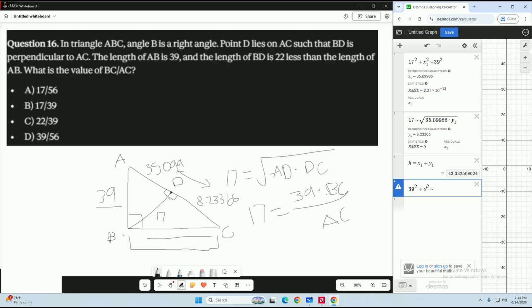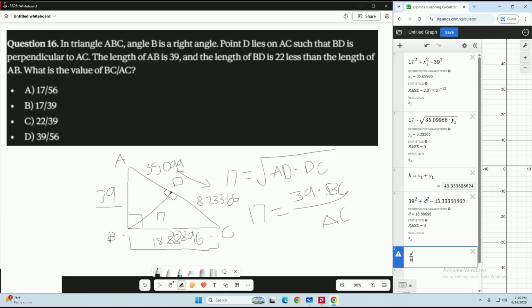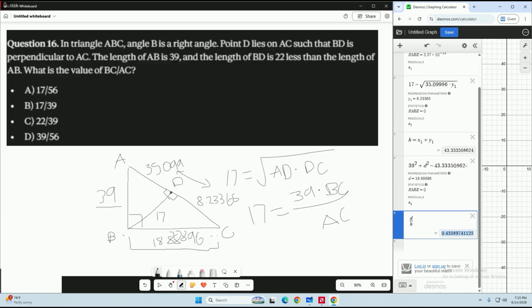Actually, I'll just use this squared. So d is 18.8896. I'm going to write that here. Then I have my length of BC, and I also have my length of AC, the hypotenuse. So if I do BC over AC, which is d divided by h, I'm going to get 0.43.